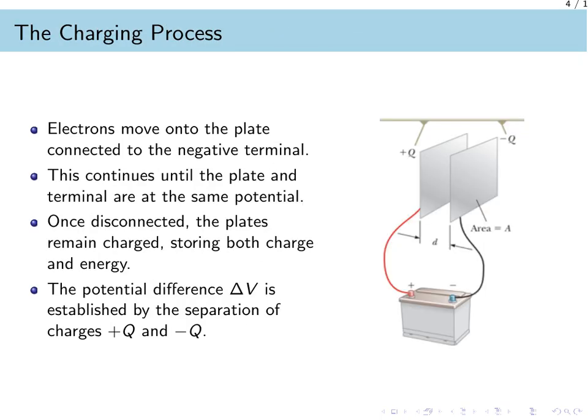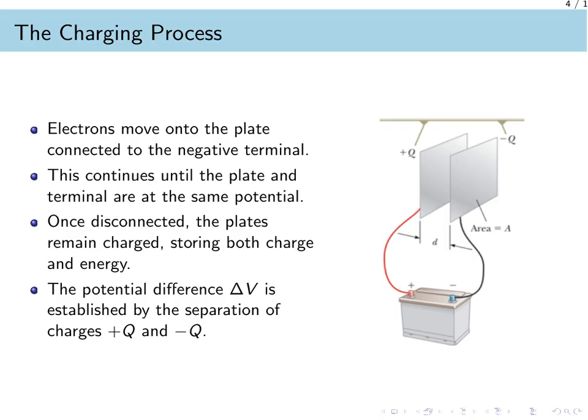Let us take a closer look at the charging process using a parallel plate model. When the connections are made, electrons are pulled from the plate connected to the positive terminal and pushed onto the plate connected to the negative terminal. As shown in the diagram, one plate gains a positive charge, +Q, while the other gains an equal negative charge, -Q. This separation of charge creates a potential difference, ΔV, between the plates.